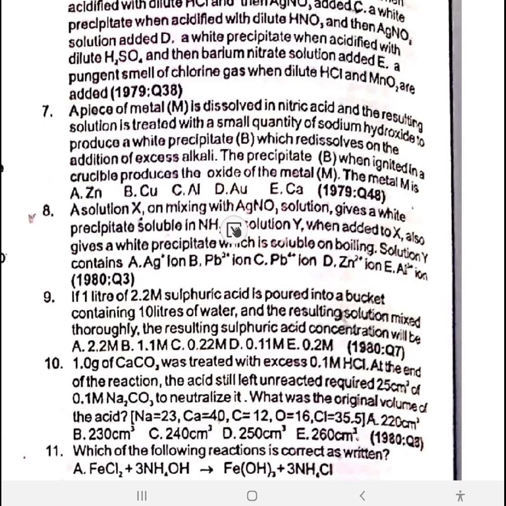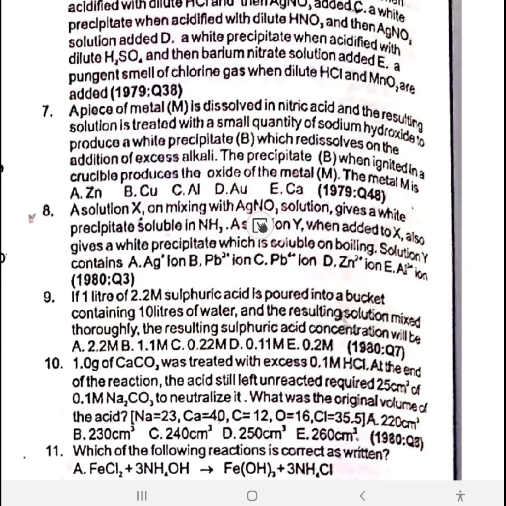A solution X on mixing with a chloride or nitrate, remember we acidify them with HNO3. I won't repeat that more. A solution X on mixing with silver nitrate solution gives a white precipitate. Don't forget, silver nitrate will give a white precipitate, and lead nitrate will give a white precipitate when cold. Sorry, lead chloride is soluble when hot but insoluble when cold. That's lead chloride. But come back to question 8.